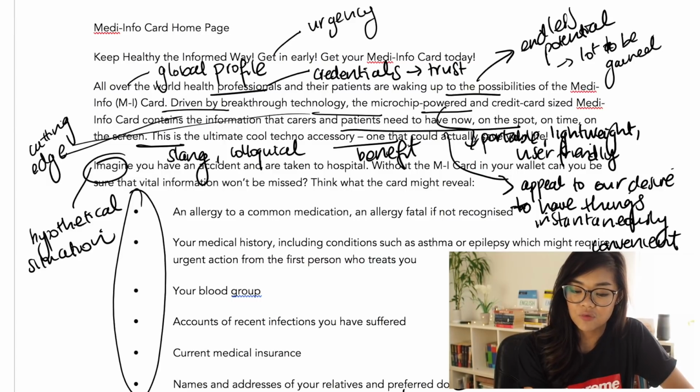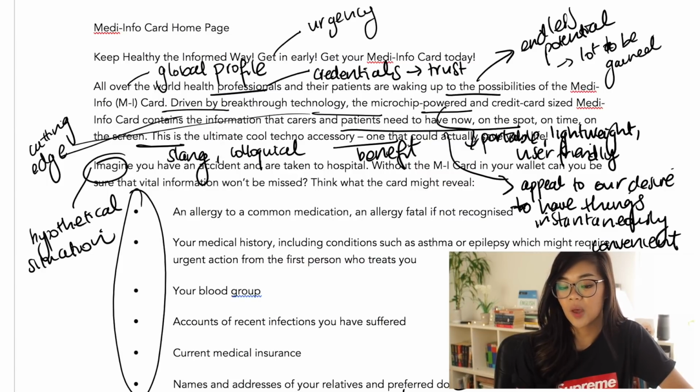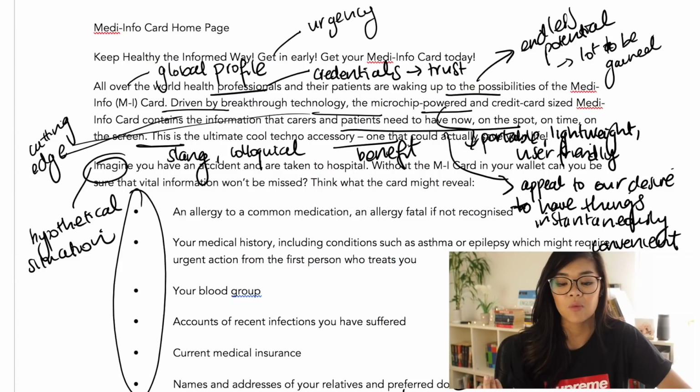The fact that it's credit-sized means that it is also portable. It's lightweight. So what do you think this could mean for readers? It's user-friendly. How does this persuade them? It could persuade a person to adopt this card and take it on board because it seems like it's convenient, it's easy to use, and it's not going to be a burden on them because all they need to do is really just throw it into their wallet.